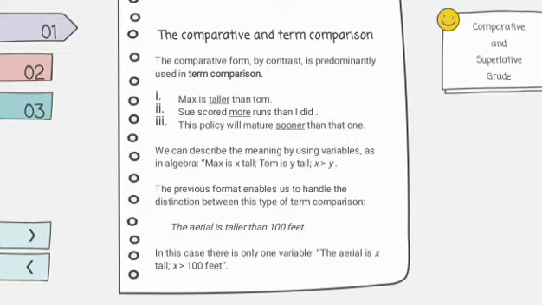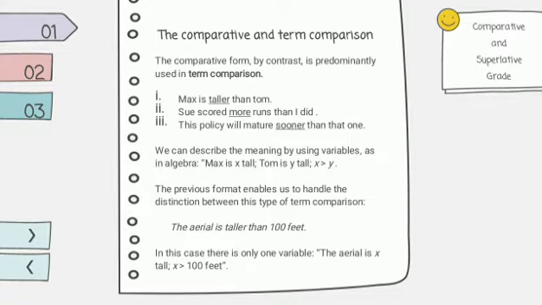In the first example, the comparison is between Max's height and Tom's height. The sentence doesn't say how tall either of them is absolutely, but expresses the relation between them. We can describe the meaning by using variables as in algebra. For example, Max is X tall, Tom is Y tall, so X exceeds Y. This format enables us to handle the distinction between this type of term comparison and that illustrated in the example: The Ariel is taller than 100 feet.